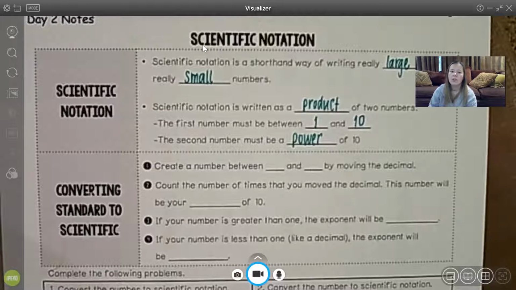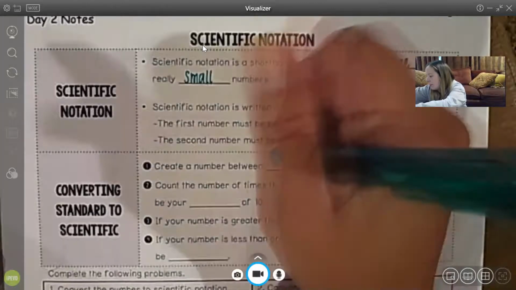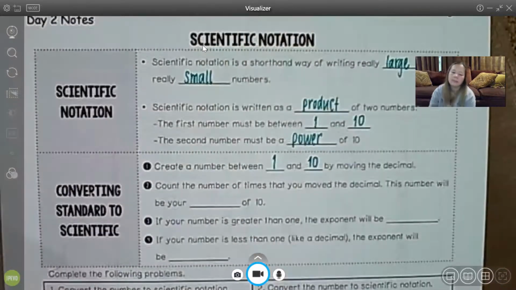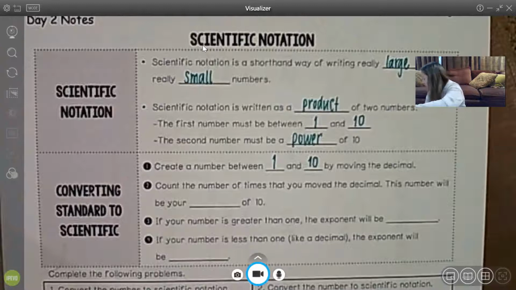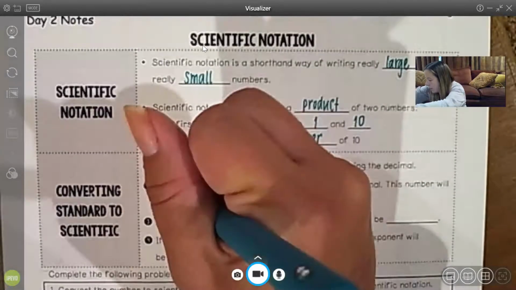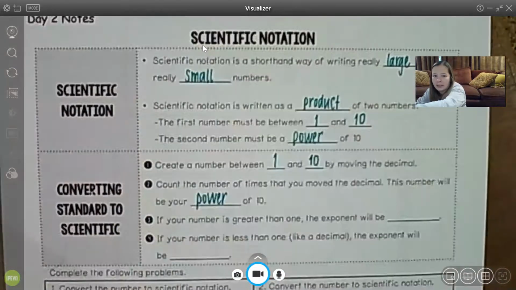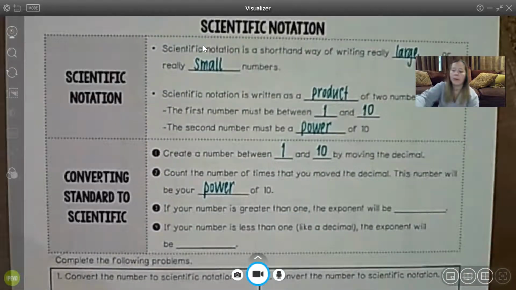Okay. So you can create a number between 1 and 10 by moving the decimal. When you look at a really big number, and I'll show you what that looks like. And it cannot be 10, it has to be a 1-digit number. And then we're going to count the number of times that we moved the decimal. And this number will be your power of 10. Your power, which we also call your exponent, okay? That will be your power of 10.